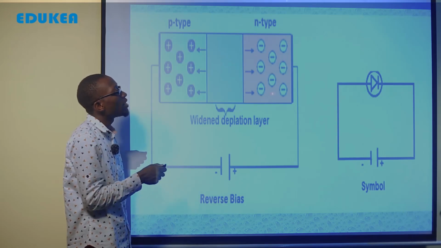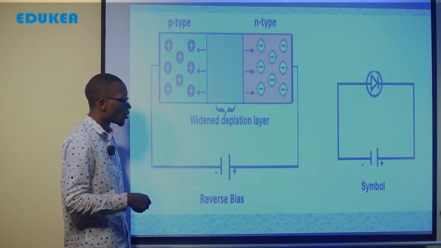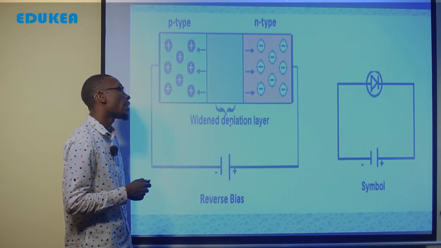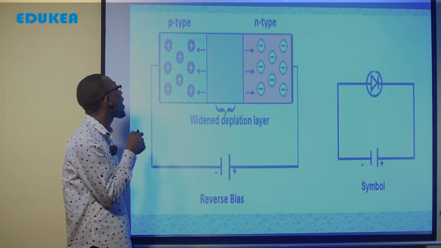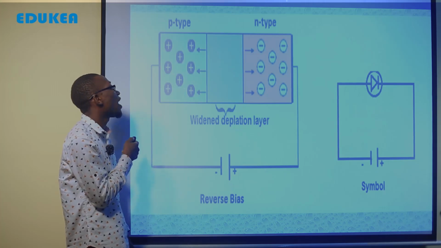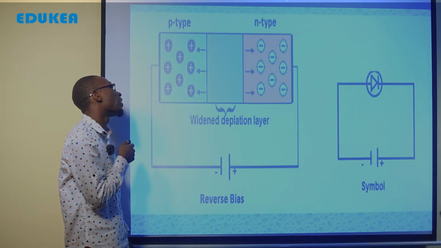The depletion layer widens. Inatokea kwa sababu hii negative akija hapa anaungana na huu positive, attraction inahappen. These charges zitakuwa zinamove kuelekea huku, and this charge ambayo ni positive ikija huku kukutana na hizi negative zitamove kuelekea huku.